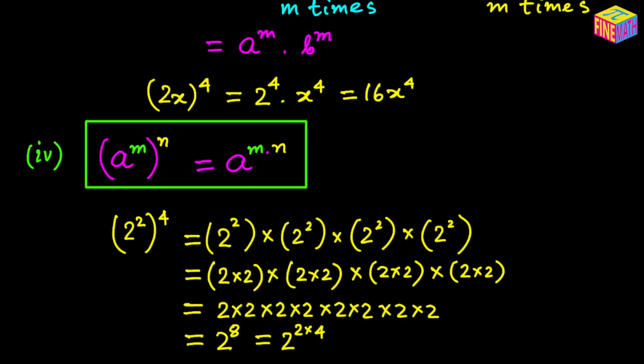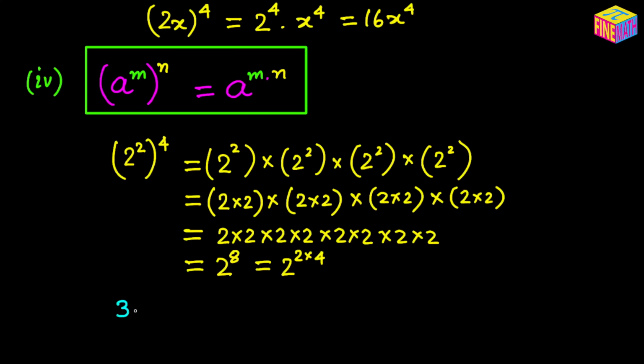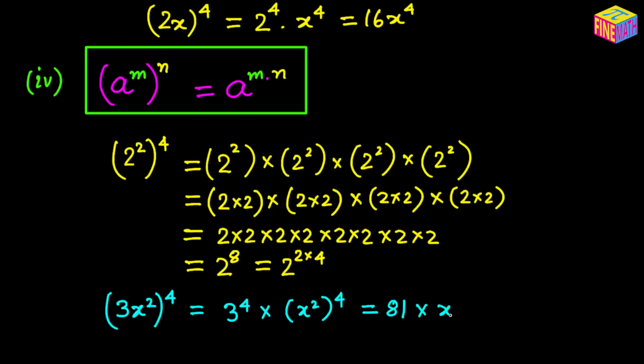So let's take an example. Say suppose we have 3 times x squared whole to the power 4. So this will be 3 to the power 4 times x squared to the power 4. So 3 to the power 4 will be 81, and x squared to the power 4 would be x to the power 8. So we can write it as 81 times x to the power 8.